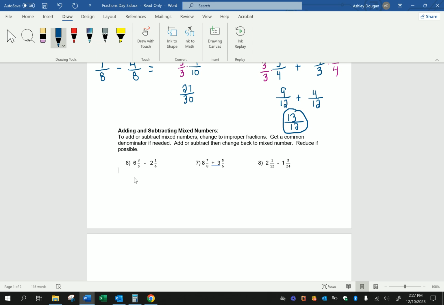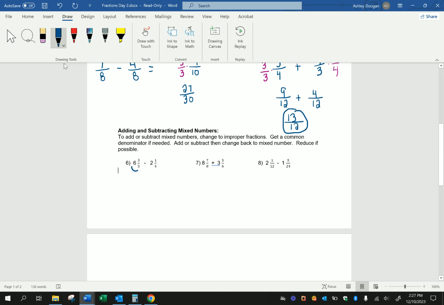And anytime we're working with mixed numbers, we're going to change them to improper fractions. That's going to be our first step. Anytime you have a mixed number and you want to do any kind of operation, add, subtract, multiply, or divide, we're going to change them into improper fractions. Now, there is another way that you could add or subtract these, and that's where you add or subtract the whole numbers, and then you do the same with the fractions. But our method is going to be to change them to improper fractions first.